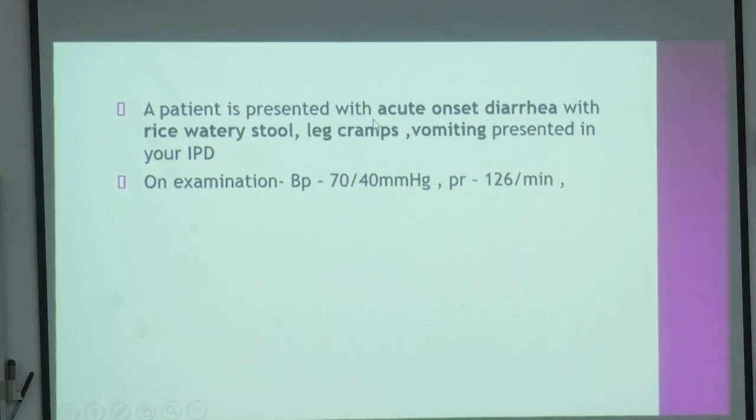So this patient is presented having a BP of 70/40. 70/40 BP টা কি নরমাল না অ্যাবনর্মাল? কম, রাইট? তার সাথে কি আছে, হার্ট রেট 126, tachycardia. In any hypotensive case there is a tachycardia.